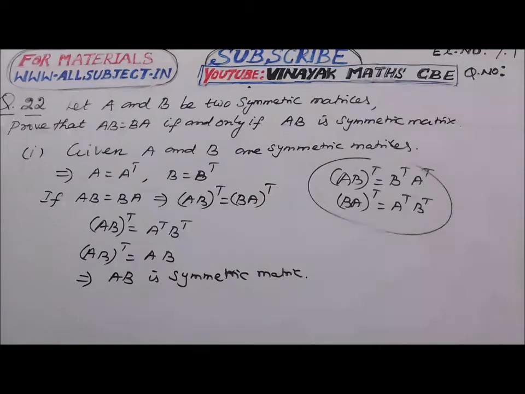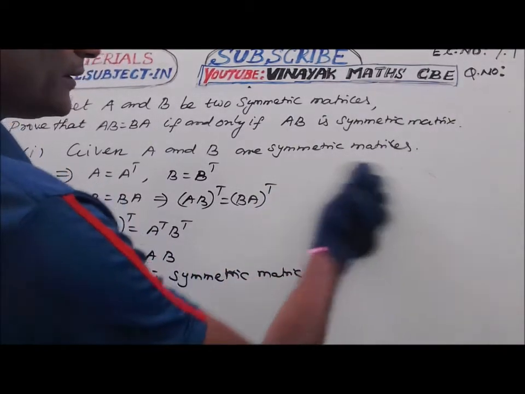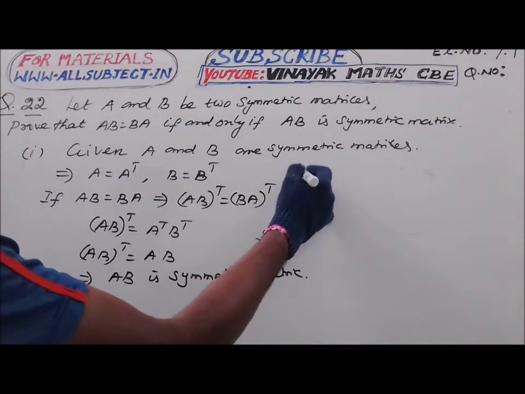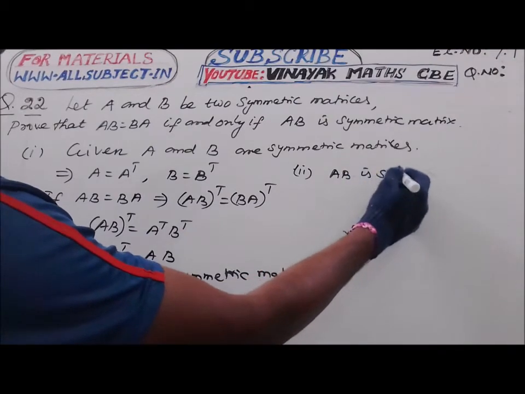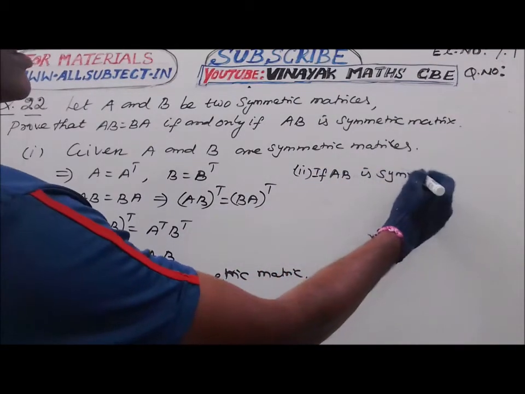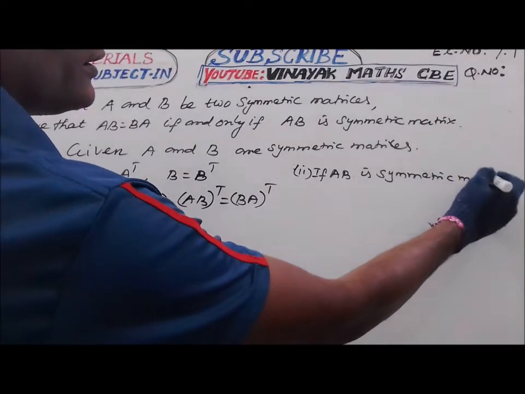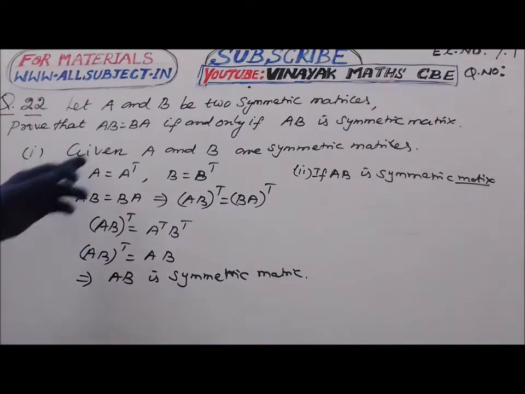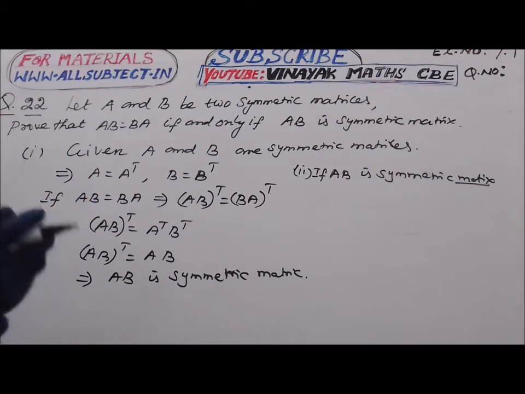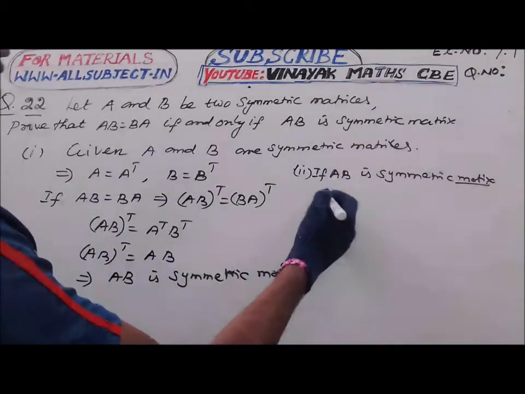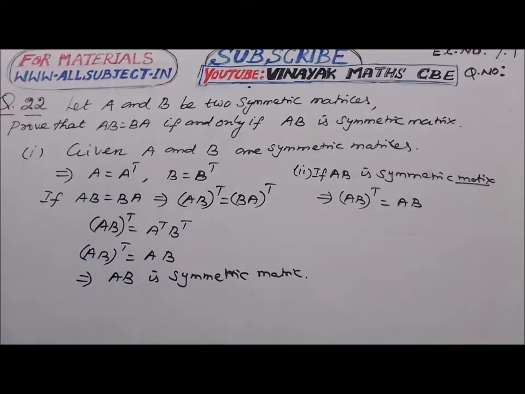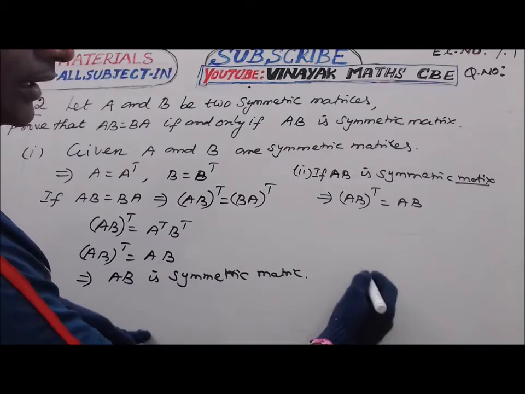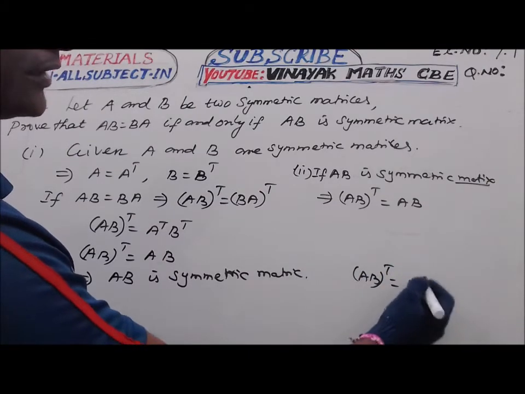For the second case, by taking AB symmetric matrix, AB is symmetric. If AB is symmetric, we have the formula when A is symmetric, A equal to A transpose. So AB is symmetric means AB whole transpose is equal to AB. And now by use of the above formula, AB whole transpose is equal to B transpose into A transpose.